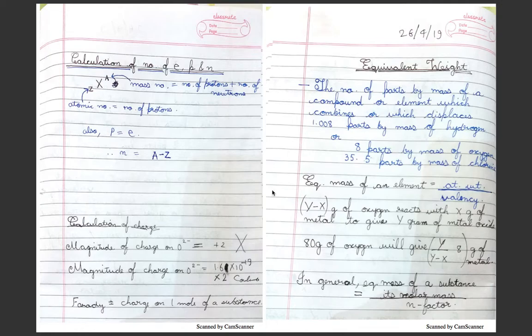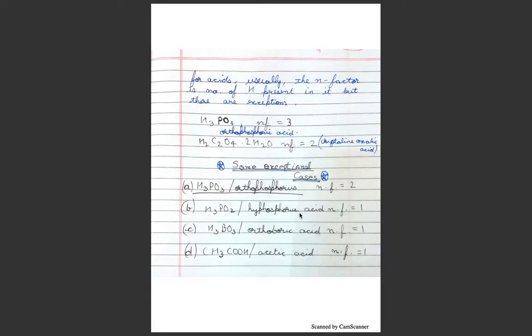The n factor differs for every chemical, that is acids, bases and salts. For acids, usually the n factor is the number of hydrogens present in it. For example, this is a normal acid, H3PO4, orthophosphoric acid. Here 3 hydrogens are present, so the n factor is 3. Similarly, in crystalline oxalic acid we have 2 hydrogens, so the n factor is 2.